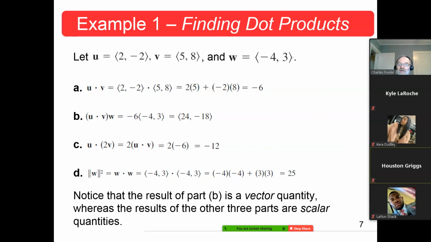No. Notice that the result of part B is a vector quantity, whereas the results of the other three parts are scalar quantities, because magnitude is a scalar. When you square it, it's still a scalar. Dot product is a scalar.